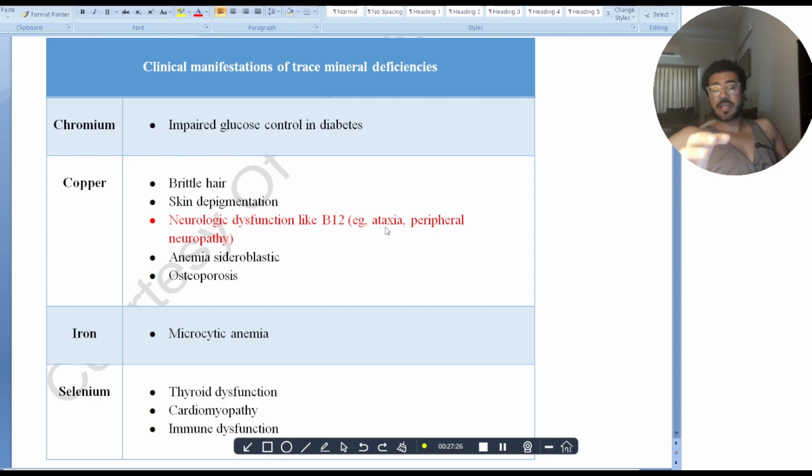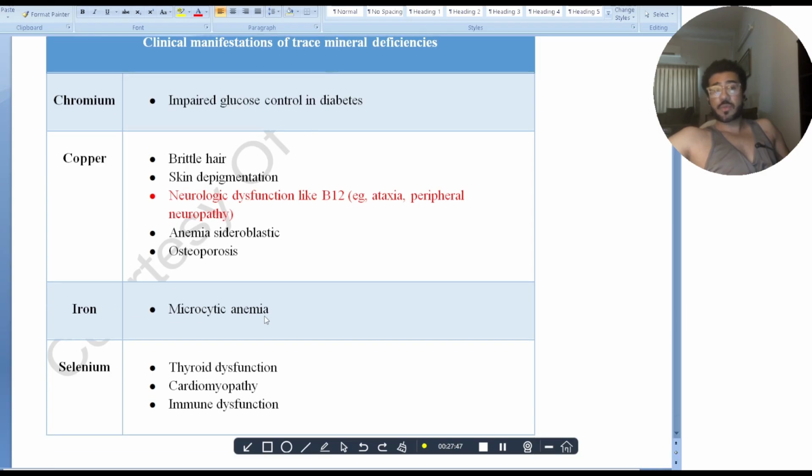So this is going to be present in a patient along with sideroblastic anemia, in which you see ringed sideroblasts on the smear. If you do a blood smear, you're going to see an RBC with ringed sideroblasts. I'll show you a diagram as well. So this combination points towards copper deficiency.